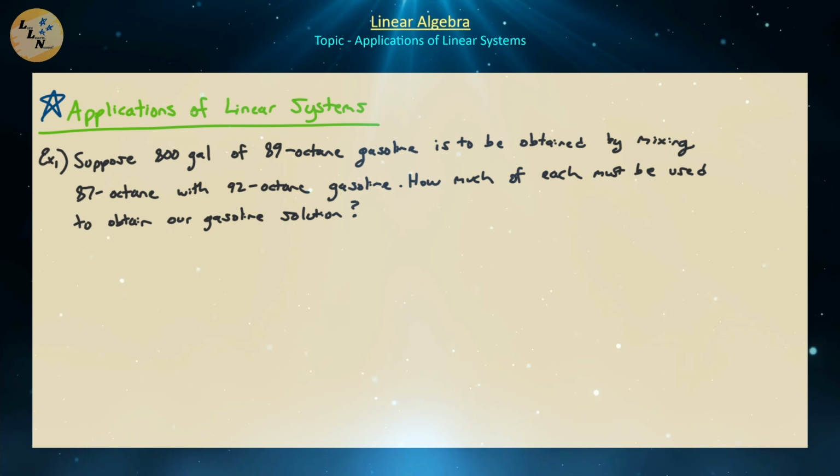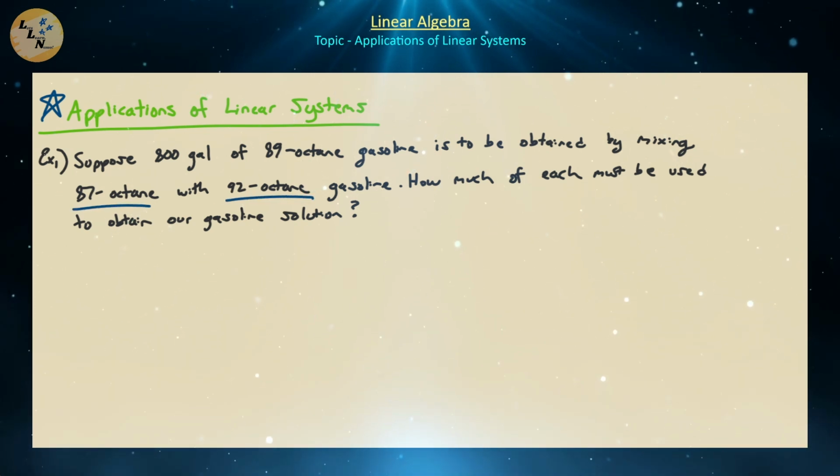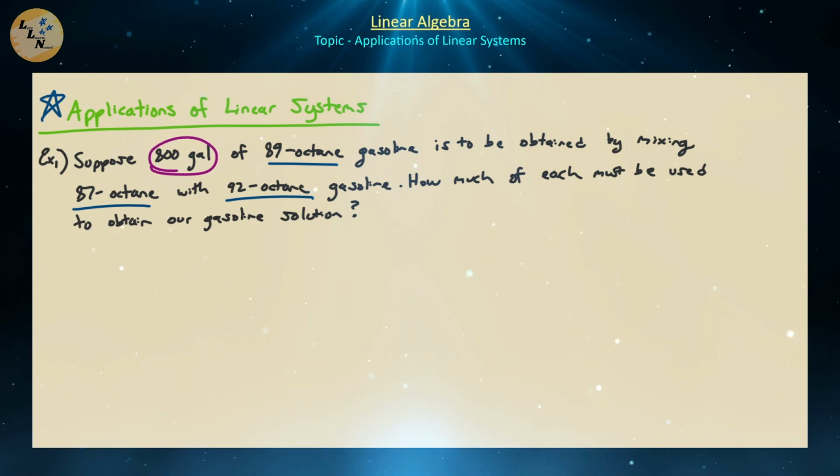Suppose we desire 800 gallons of 89 octane gasoline, and we seek to obtain this 89 octane gasoline solution by mixing 87 octane with 92 octane, right? So in some sense, we're averaging the concentration of the 87 and the 92 octane gasoline solutions to build something in the middle, in particular an 89 octane gasoline solution. So if we want 800 gallons of this 89 octane solution, how much of each of the 87 and 92 solutions must be mixed together to get our 800 gallons of 89?